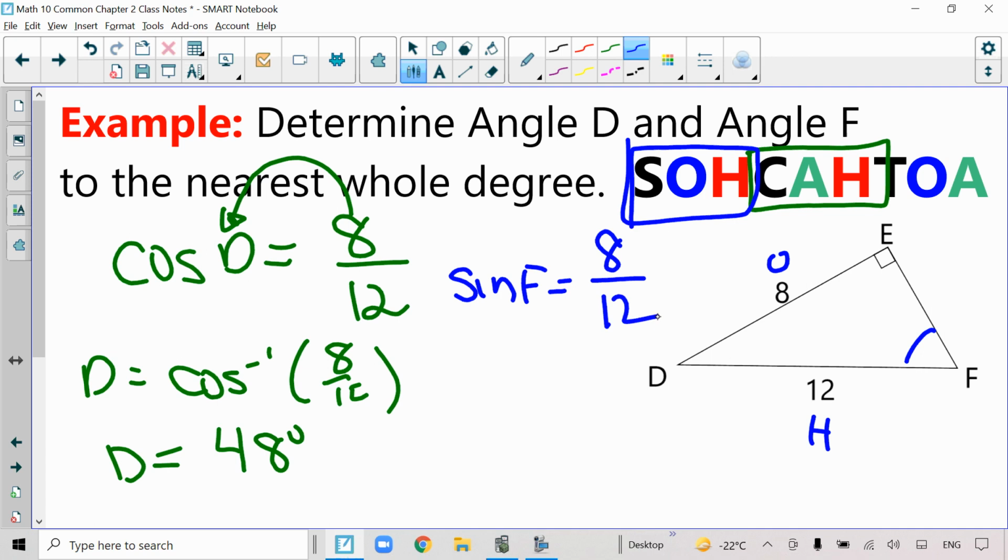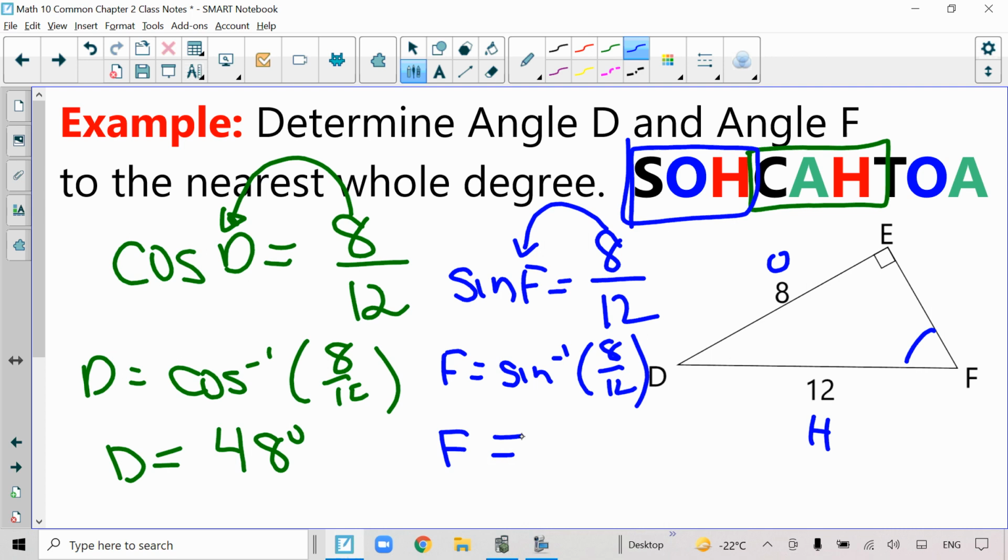So see how it's the same ratio, 8 over 12, 8 over 12, but we're doing one for cosine and one for sine. So again, I want to go backwards and find my angle. If I want to find my angle, I need to use sine inverse. So sine inverse of 8 over 12.